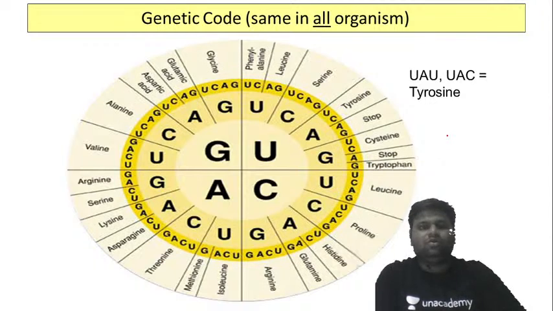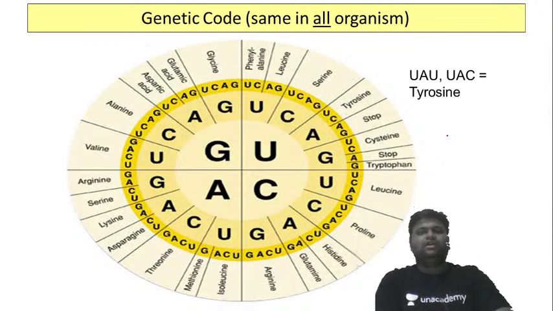This is a diagram about the genetic code, how the genetic code looks. A triplet of code for a particular amino acid, like UAC codes for tyrosine. There are 64 codons.